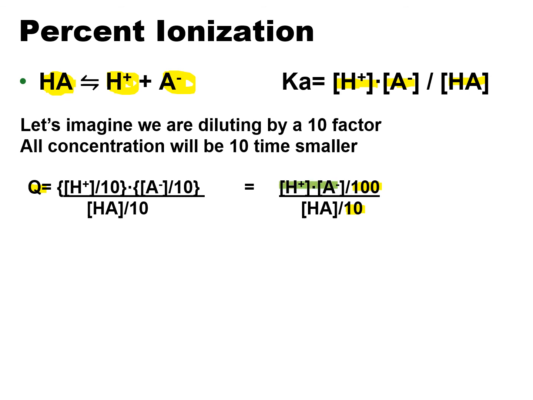So you want this value to become larger. That means that the reaction needs to move this direction. So because you have diluted, you are pushing the equilibrium towards the products. That means more dissociation.